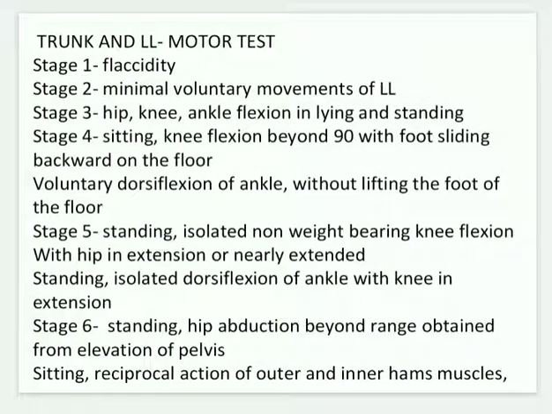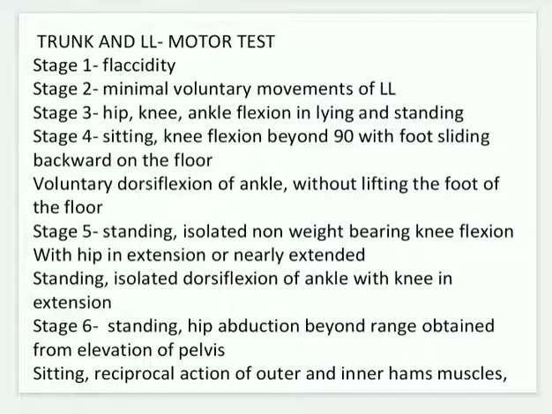Next, trunk and lower limb motor test. It can be done by stage 1, flaccidity and minimal amount of voluntary movements of the lower limb. Stage 3, your hip, knee, ankle flexion in lying and standing. Stage 4 tells about sitting, knee flexion beyond 90 degrees, with the foot sliding backward on the floor. Voluntary dorsiflexion of the ankle without lifting the foot off the floor.